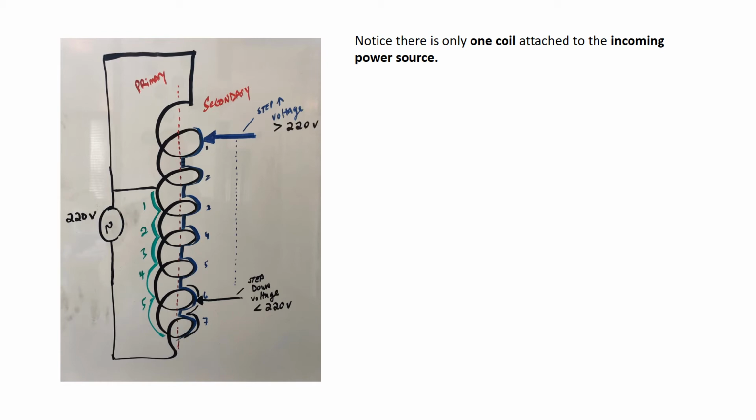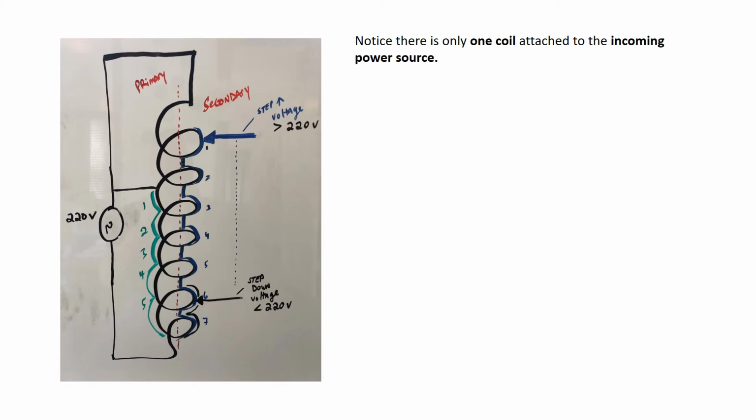What's going to happen now is I'm going to step up the voltage. I'm going to be utilizing all of the coils on that side: 1, 2, 3, 4, 5, 6, 7. So it's 5 to 7. I'm going to step up the voltage.